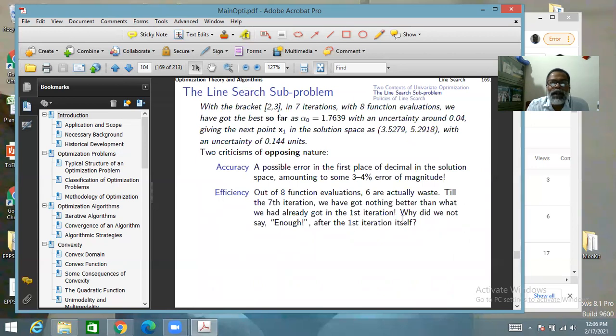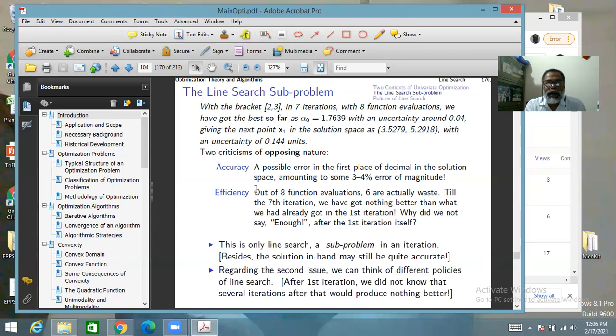Okay. So after first iteration itself, why did we not say enough? Then we would be right here. In between 6 iterations, we would not have to make. So this is actually a valid point, and we have to address it. But the accuracy question we can answer very easily, because this is only a line search, not the final solution. It's a subproblem in an iteration. And for that matter, this value currently that we have may be quite accurate actually. Who knows? About this, we can think of different policies of line search.